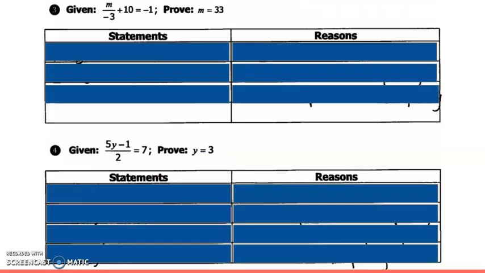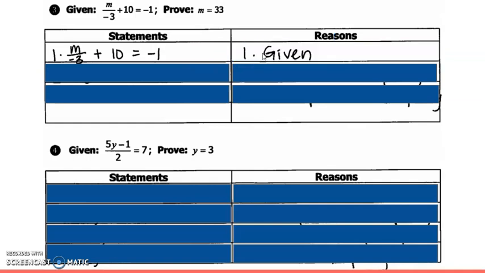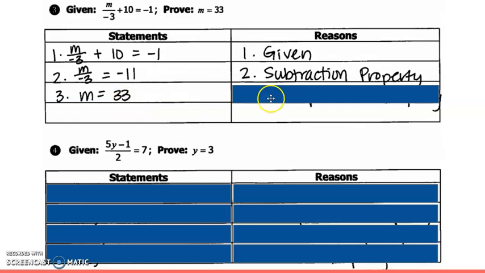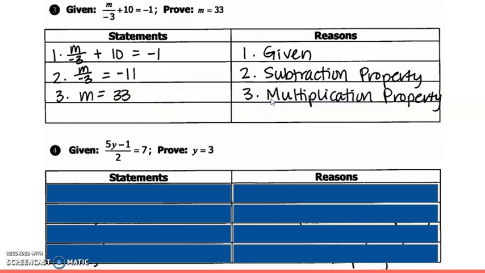I'm going to show you 2 more examples, and we're going to go through these pretty quickly. So again, our given statement is that first line with the reason as given, and then you're just going to solve normally. Now, be careful with our fraction problems because we have 2 different types. Remember, we want to get rid of our adding 10 first. So we're going to use our subtraction property, and then we can get m by itself by multiplying.